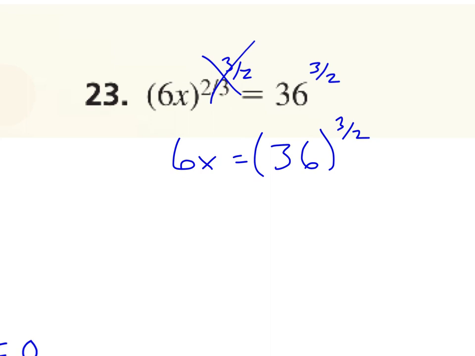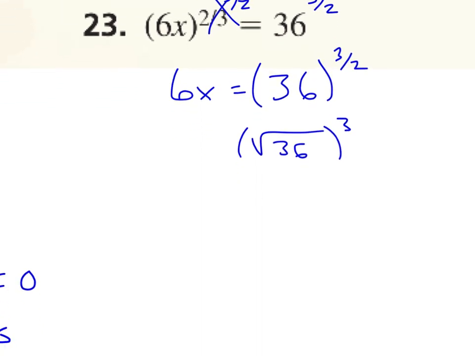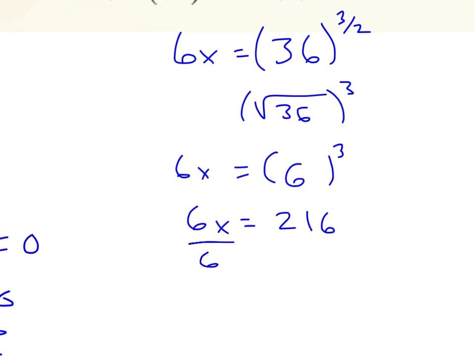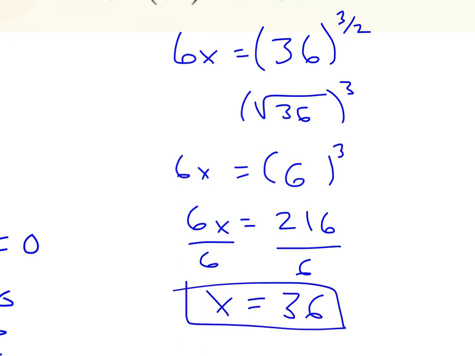How do we simplify 36 to the 3/2 power? Square root 36 to the power of 3. So square root of 36 is 6. And what's 6 cubed? 216. Divide both sides by 6. X is equal to 36. Perfect.